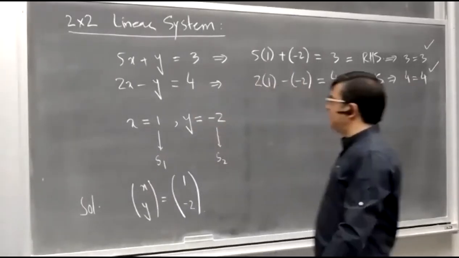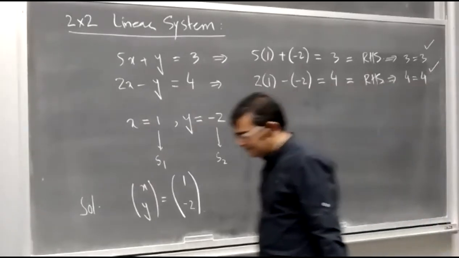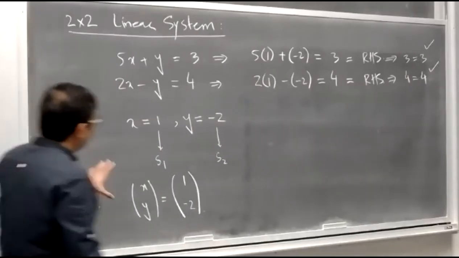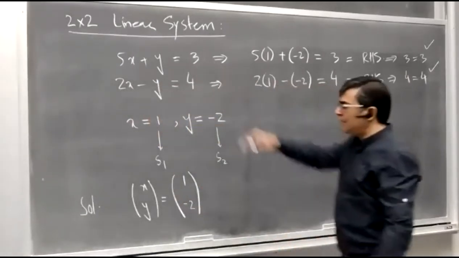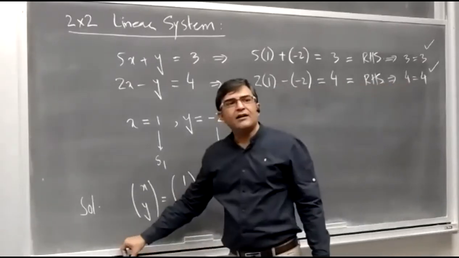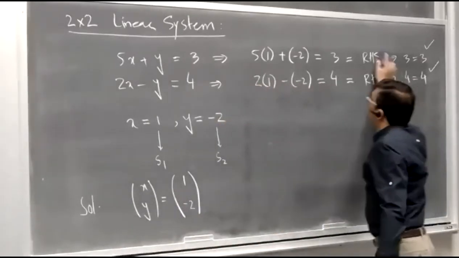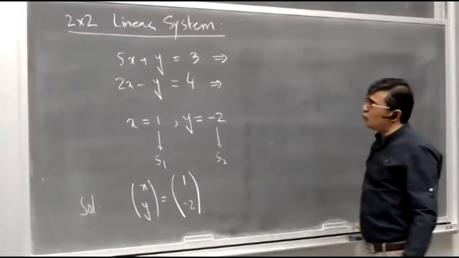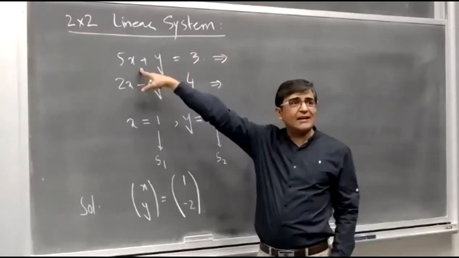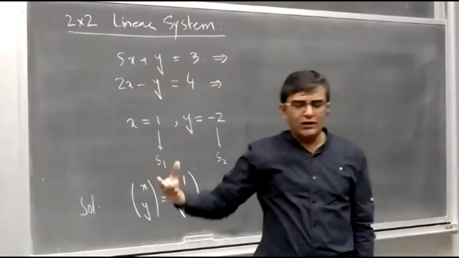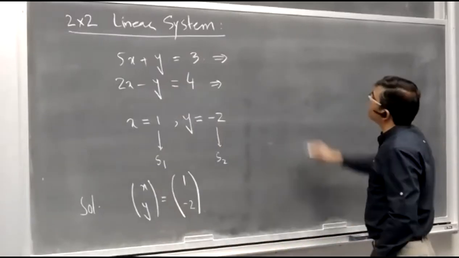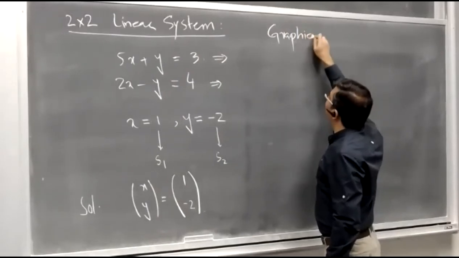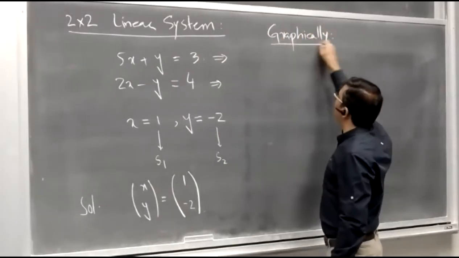Now, let's discuss the solution graphically. What does it mean that this is the solution of the given linear system? We can discuss it graphically as well. Now, a linear equation in two variables, what is this graphically on a two-dimensional plane? This is a straight line. Yes, it's a straight line.